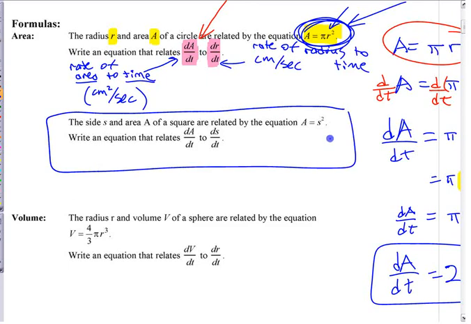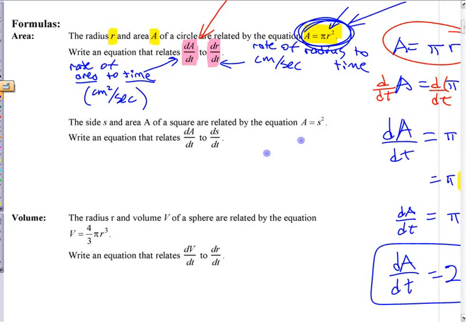Can we do this one? Because it's a similar formula. Area is side squared.